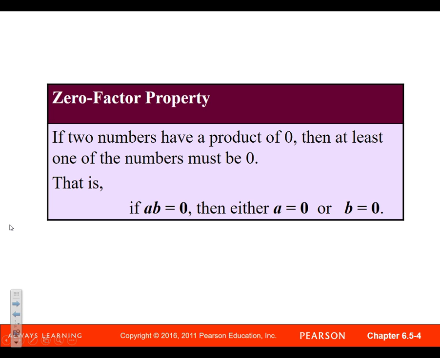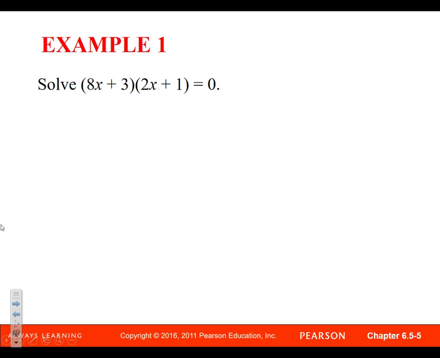Okay, so here we go. For example, in this case, we have this equation up here, and it's really the product of two binomials. We can still think about it as, this is A and that's B. So the question is, what is the value of X?